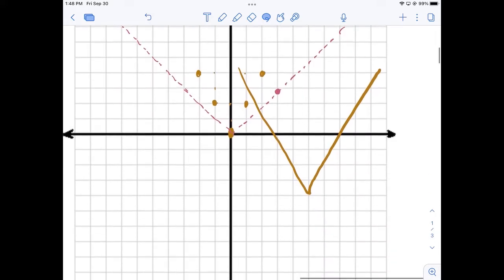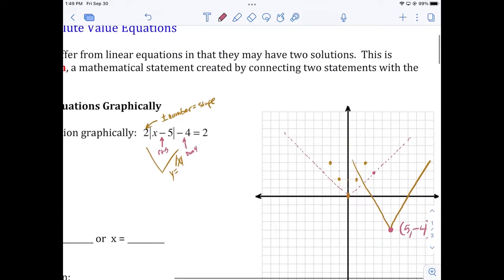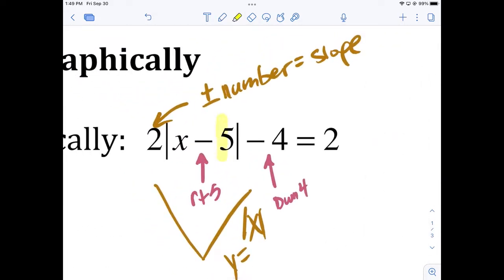Now notice, where's the vertex? The vertex is right here: 5, -4. Is there a way we could have determined that from the original equation? Yes, it's right here. There's your H and K, or your C and your D, right? Oh, it'd be -4. Yeah.